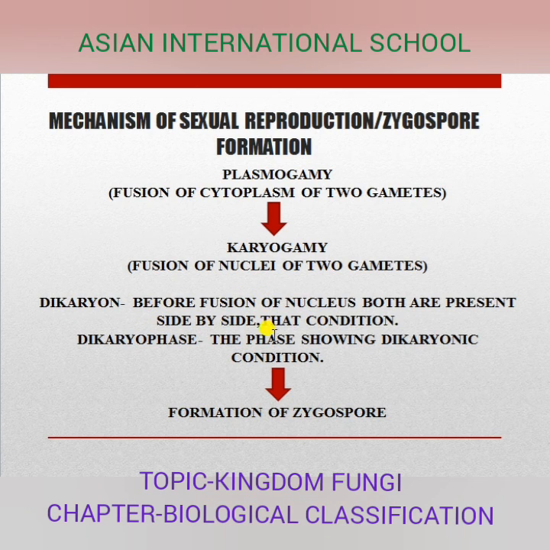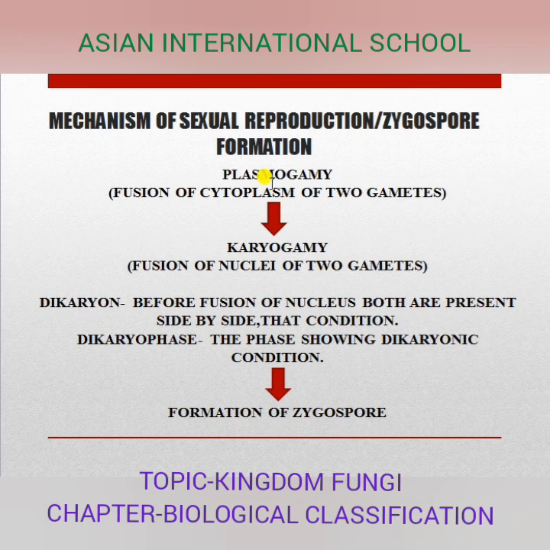So before fusion, when the nuclei are present side by side, that specific structure is known as dikaryon, and the phase in which this dikaryon structure is found is commonly known as dikaryophase. And once the dikaryophase has come, those two nuclei automatically fuse with each other, and after fusion they form the next structure of sexual reproduction, that is the zygospore.